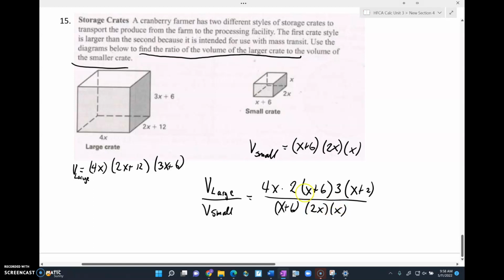Okay. So here I can see the x plus 6's will cancel out. I can also see that one of the 2's will cancel. I can cancel 1x with one of these x's. Looks like that's it at this point.